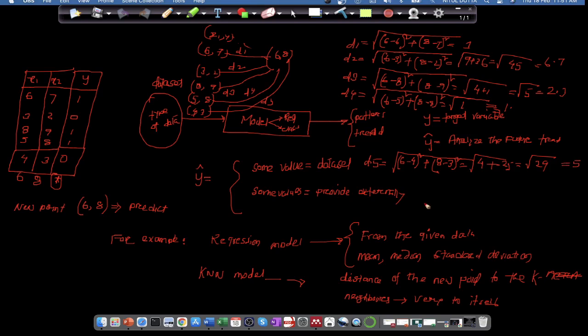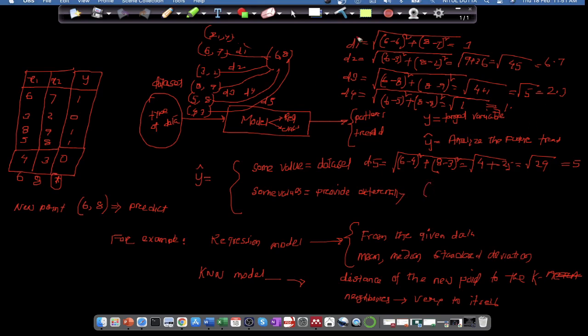So now the new point, what is the new point? New point is 4, 3. This is d3. This is not d2, d5, right? d5. This is the distance, d5. New point is 6, 8. Sorry, 6, 8. New point is 6, 8.